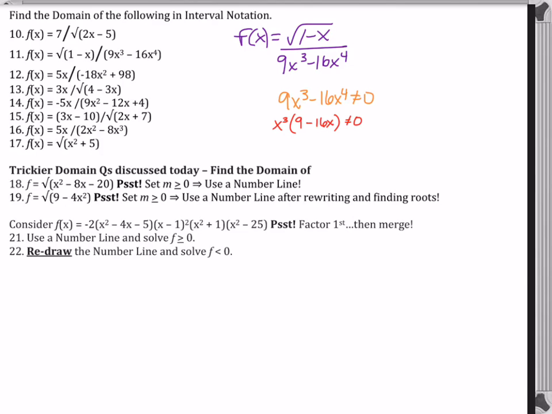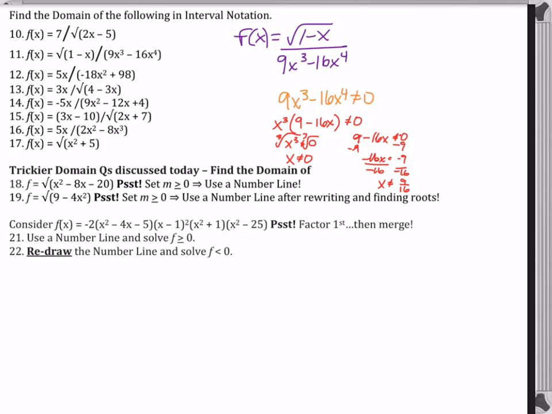Okay, so x cubed cannot be equal to 0. If I take the cube root of 0, x cannot be 0. And then I have 9 minus 16x cannot be 0. Let's subtract 9: negative 16x equals negative 9. Divide by negative 16, and x cannot be 9 over 16.